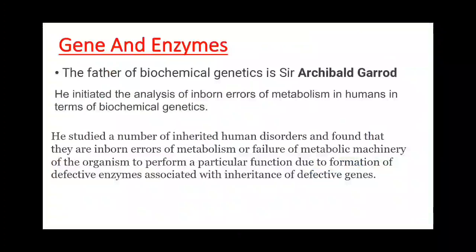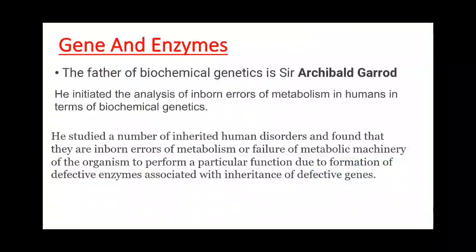Now next is genes and enzyme. The father of biochemical genetics is Sir Archibald Garrod. He initiated the analysis of inborn errors of metabolism in humans in terms of biochemical genetics. The most important characteristic of the gene is to store and express the genetic information that will contribute towards the phenotype and will be passed on to successive generations.